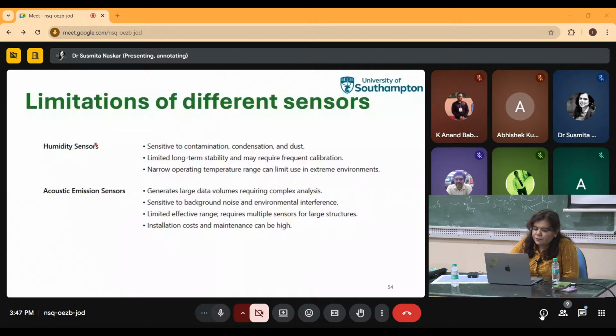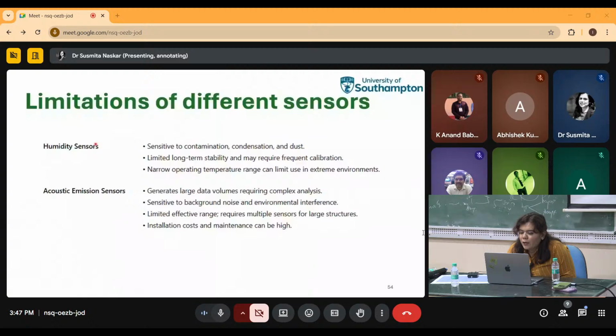And then there are two other types of sensors: the fiber optic sensor and the temperature sensor, right? FBG, as I said, is one of the very important types of sensors in infrastructure monitoring, but it also has its own limitations, and we need to be careful about selecting those kinds of sensors.